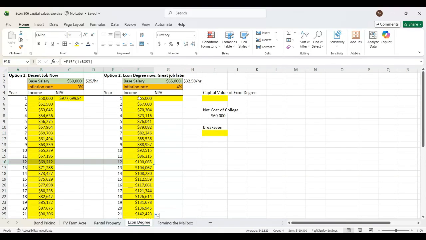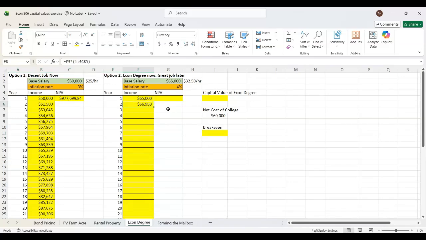Oh, I did one thing wrong though, didn't I? Let me back this up. That doesn't start in year 1, does it? That starts in year 5. Yep, I'm glad I caught that. That starts in year 5. This times 1 plus this, right? Lock that cell reference. Okay.